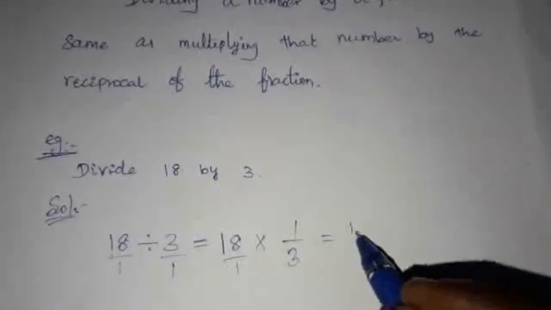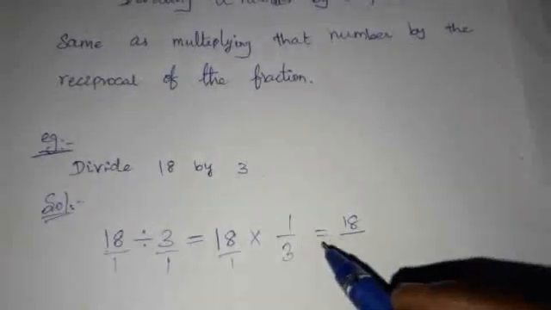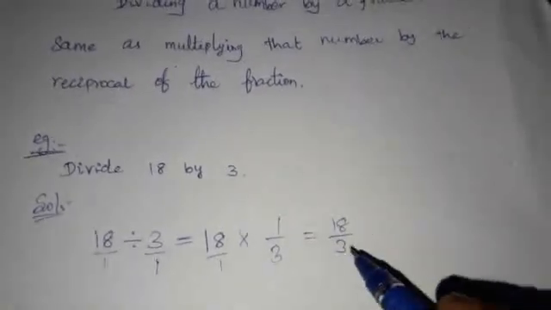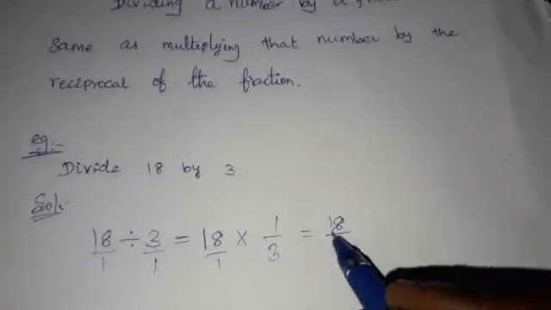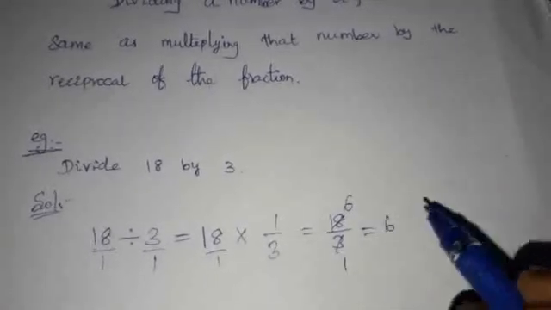18 into 1 equals 18. 1 into 3 is equal to 3. Next you have to divide this by the 3 table. 1 threes are 3, 6 threes are 18. So the answer is 6.